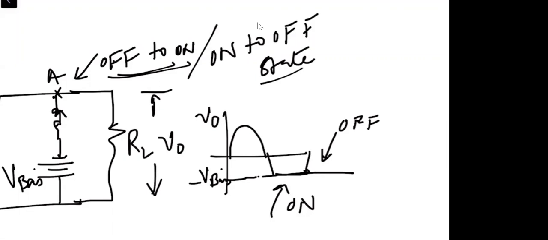Okay, so this is the situation. We have seen the two circuits. Now let's take a look again. If we change the direction of the DC source, the V bias, what will happen? Let's see.